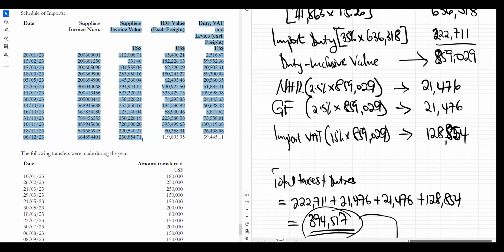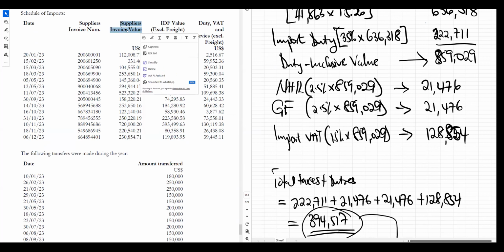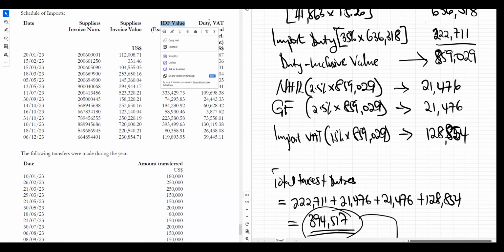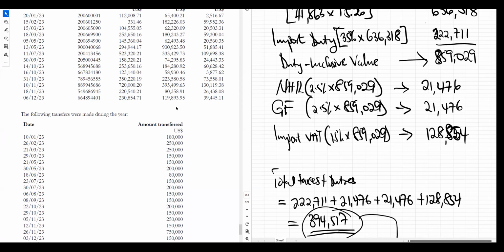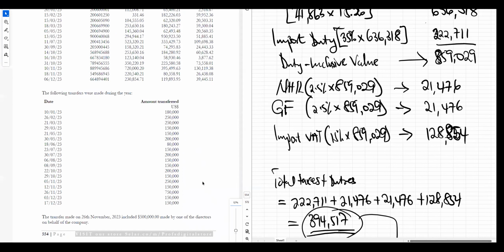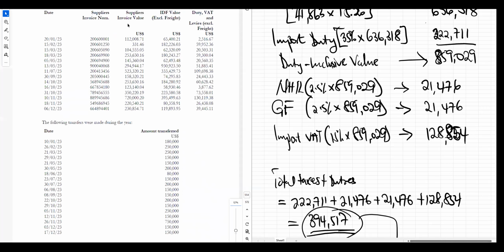One person should add only the supplier's invoice value. That's how much the supplier said you owe them, your foreign purchases. Then your import declaration value, which is your CIF, and the duty, VAT, and levies, the total taxes that you have paid. So please, let's add up. Another group should also be adding the total. Let me lower this so that now it makes sense. So I need one group to be adding the supplier's invoice value, one group adding the IDF, one adding the duty, VAT, and levies.